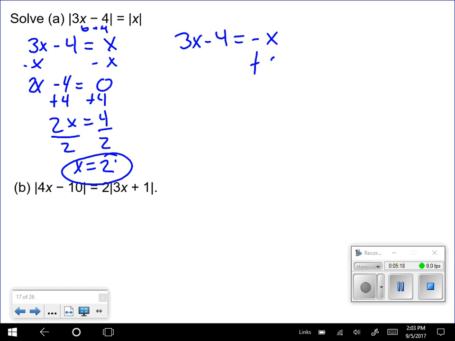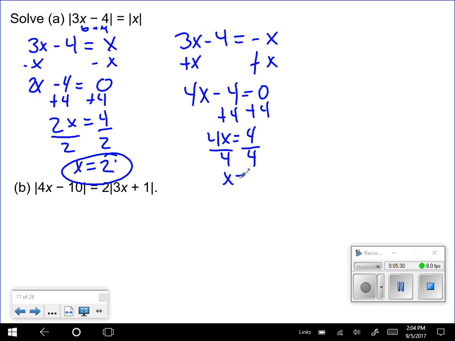Over here, I'm going to add x to both sides. So I have 4x minus 4 equals 0. Then I'm going to add 4 to both sides. So I have 4x equals 4. And divide by 4 on both sides. So x equals 1. So now, 3 times 1 is 3, minus 4 would give me negative 1. The absolute value of negative 1 is 1. And then the absolute value of 1 is 1. So I also know this is a correct answer.